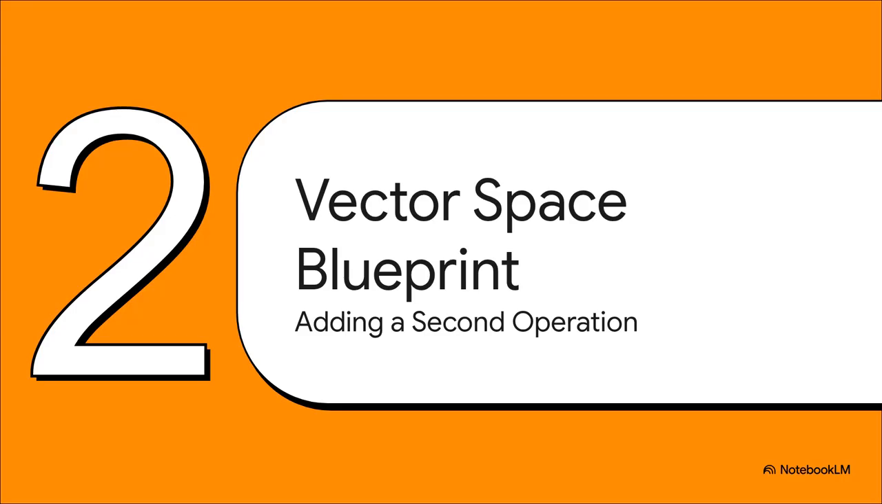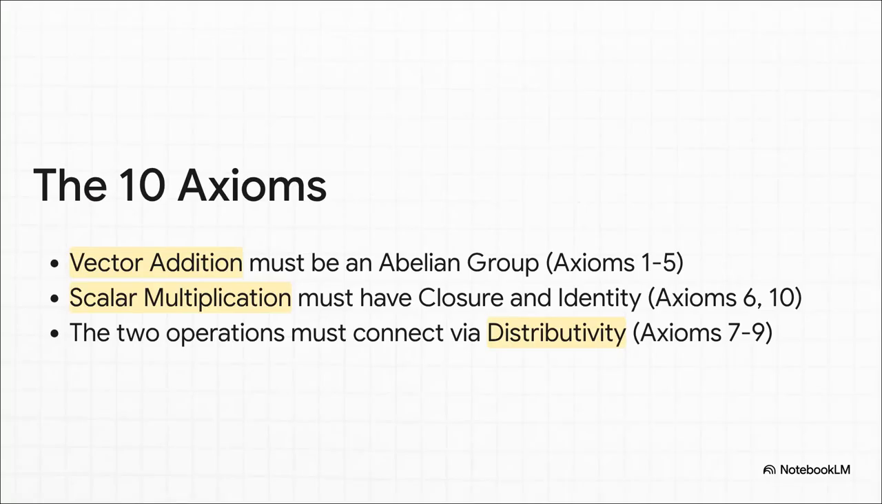Okay, now we can finally build on that foundation. An abelian group handles addition perfectly. But to really work with vectors, we need a second ability. We need to be able to scale them, to stretch them, or to shrink them. And that requires a whole second operation, scalar multiplication. And here it is, the complete 10-point blueprint. Now, don't try to memorize all of them at once, just look at the structure. The first 5 rules, they just say, hey, your vector addition has to be a well-behaved abelian group.